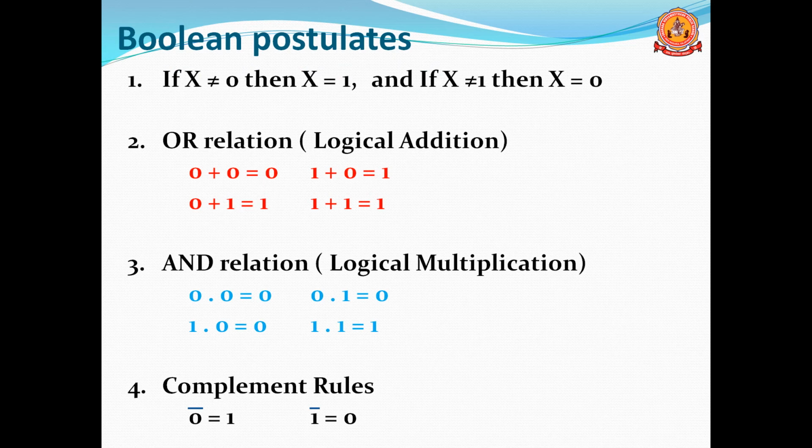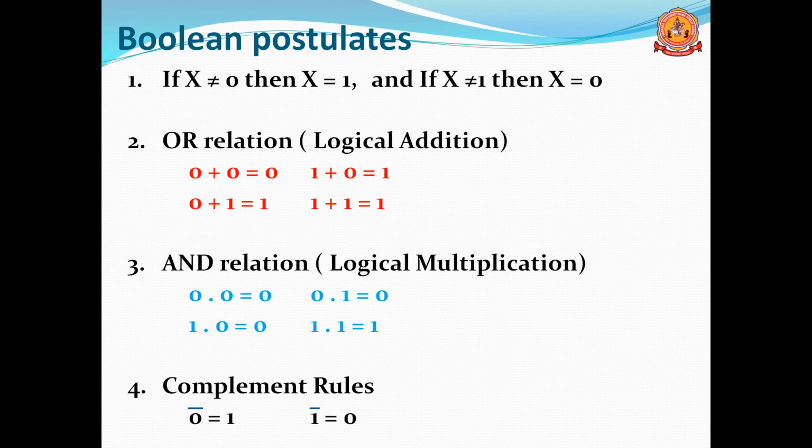The second one is OR relation, also known as logical addition. 0 plus 0 equals 0. 0 plus 1 equals 1. 1 plus 0 equals 1. 1 plus 1 equals 1. So this is OR relation.